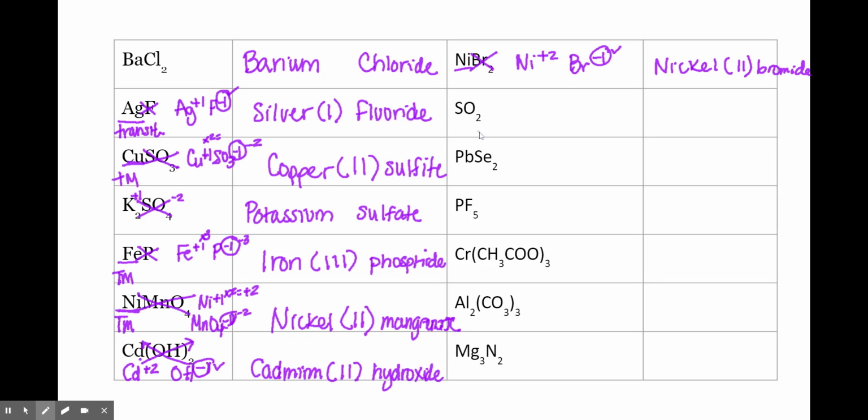Next I have SO2. S and O are both on the right side after the staircase, so therefore this is a covalent bonded compound. So we listed sulfur dioxide.